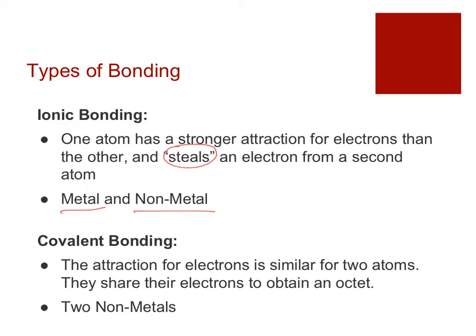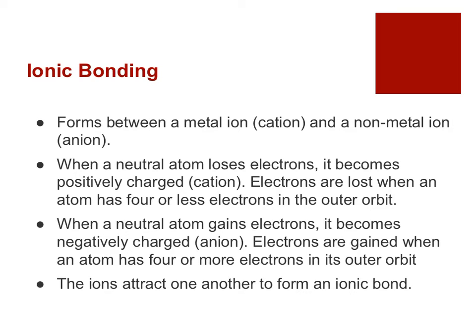In covalent bonding, the attraction for electrons is similar for the two atoms. That means that they will share their electrons in order to obtain a full octet. This always occurs between two nonmetals. Now in this video, we're going to focus solely on ionic bonding.